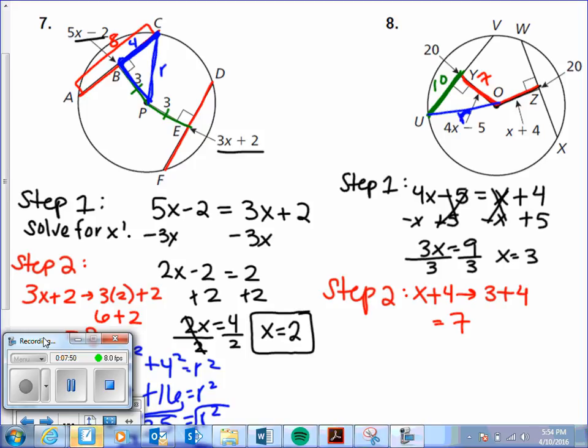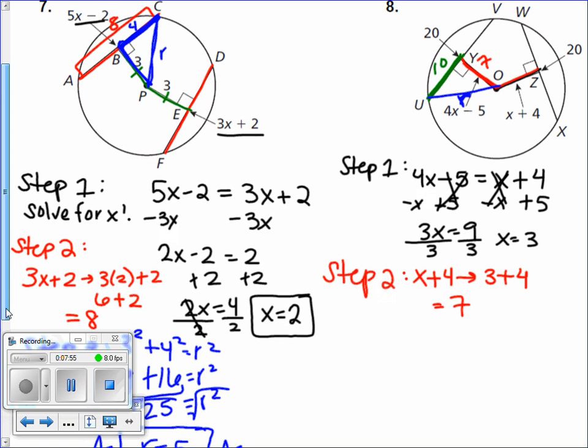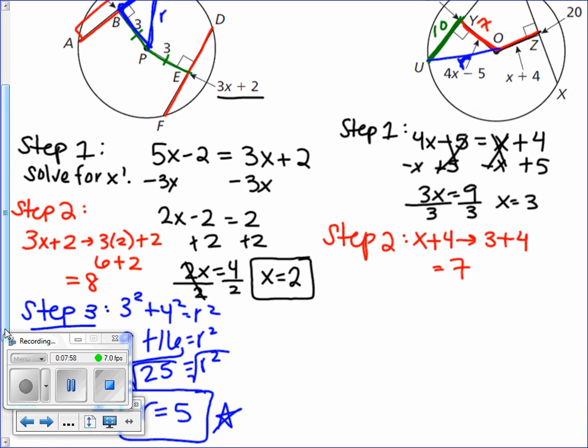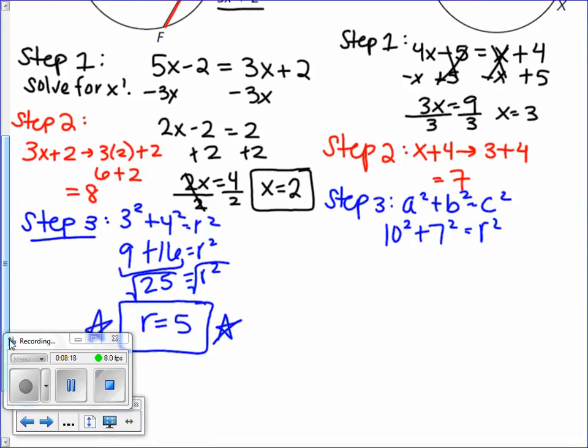So step 3, now that I've created that little right triangle, I'm going to use Pythagorean theorem again. And I think we end up with a decimal on this one, and that's okay. All right, C is our R. A and B are the 10 and the 7. Ten squared is 100. 7 squared is 49. 100 plus 49 is 149.